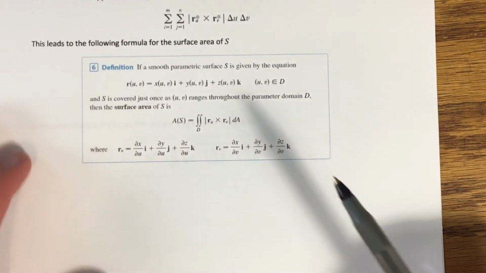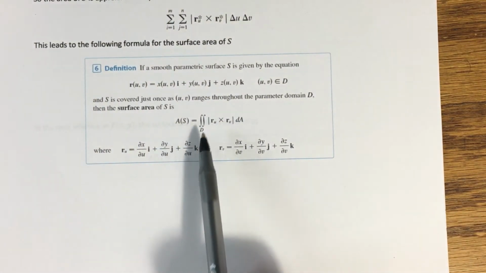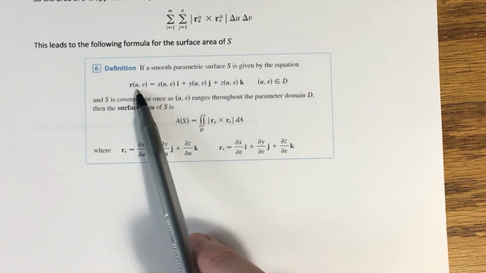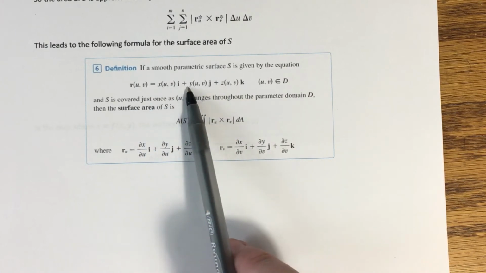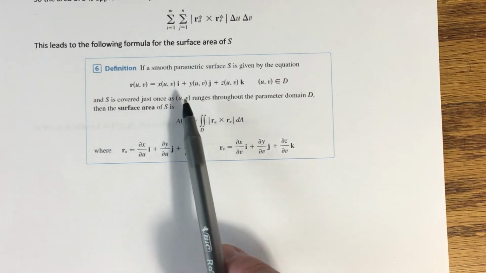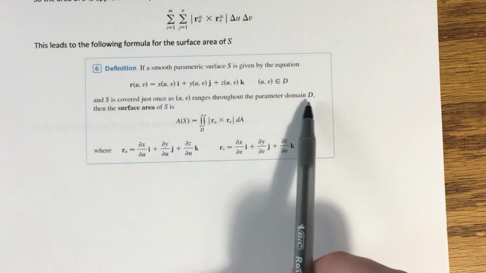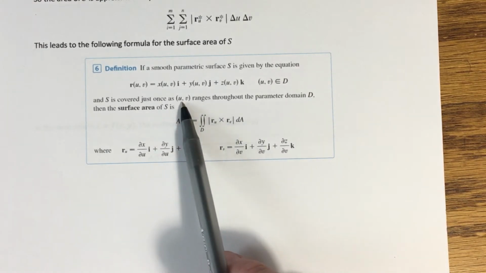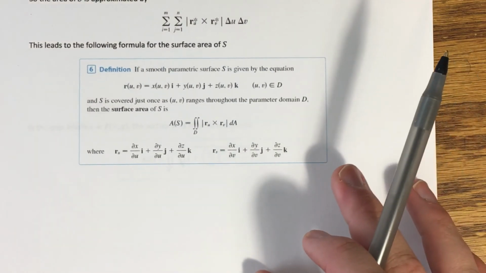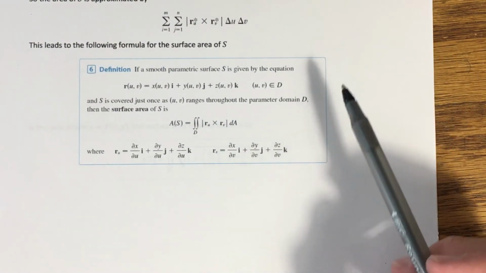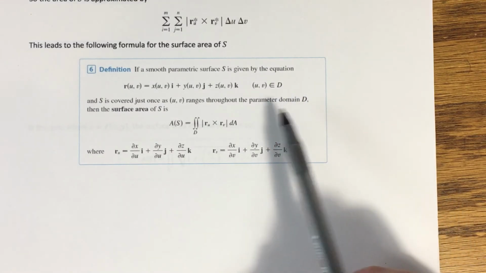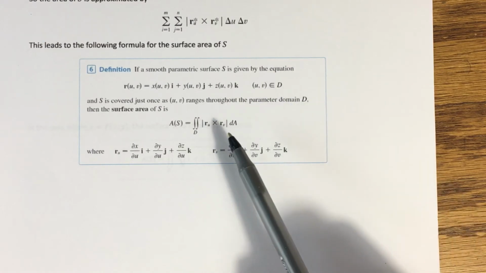So all of that was to lead to this formula, which will give us the area of a parametric surface. If you have a smooth parametric surface S, and it's given by this parametric equation, and if we assume S is covered just once as u and v range throughout the parameter domain D, to give you an analogy to make sense of this, when you talk about parametrizing curves back in algebra and trigonometry, we mention how you have to be careful about how you choose your parameter interval because you might end up traversing a curve more than once.